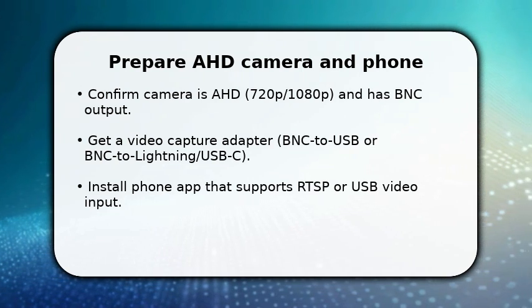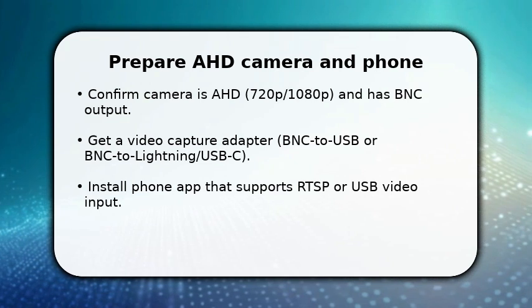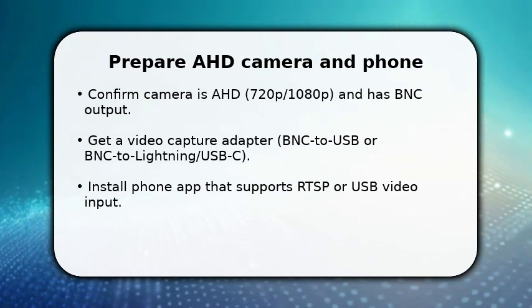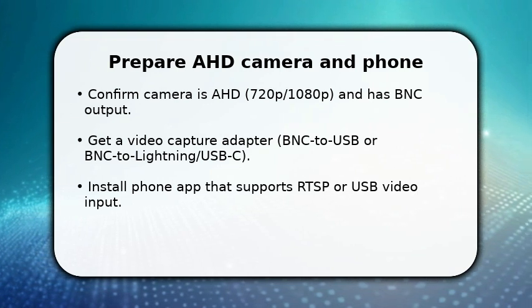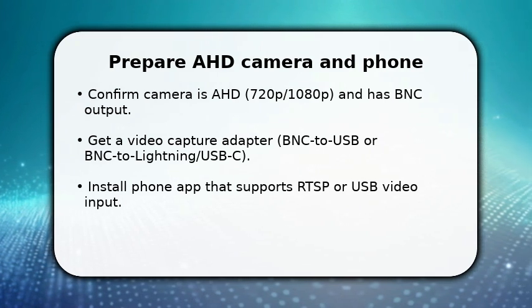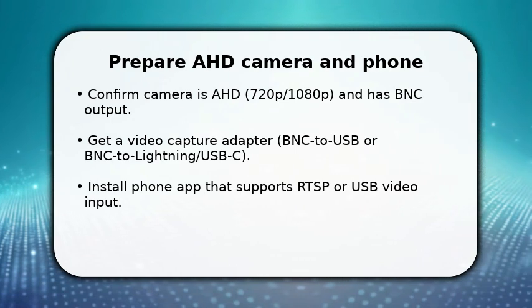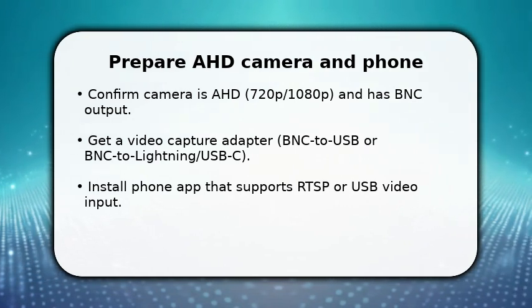Connect power to the camera and lay out the BNC cable toward your phone location so you can measure cable length. Once done, attach the capture adapter compatible with your phone's port. This converts analog video to a digital stream the phone can read. Make sure the phone app is installed and has camera or USB permissions so data can flow immediately.